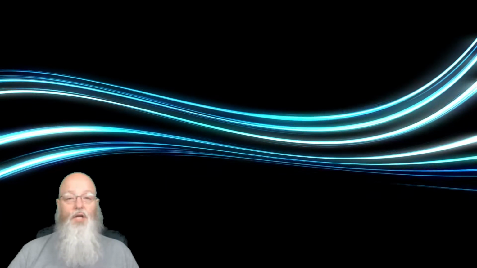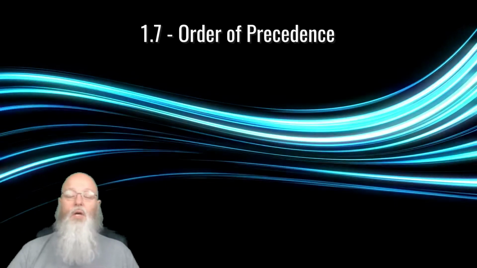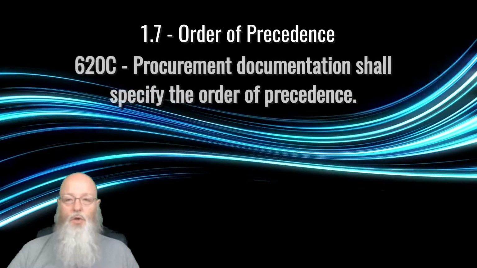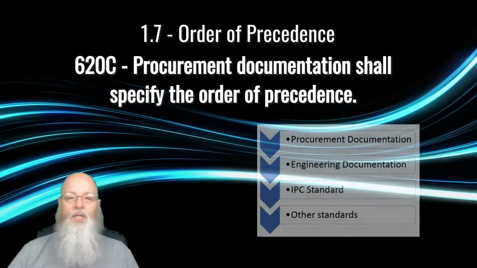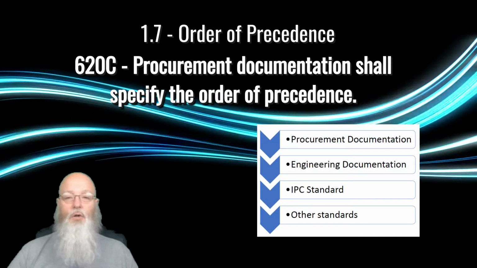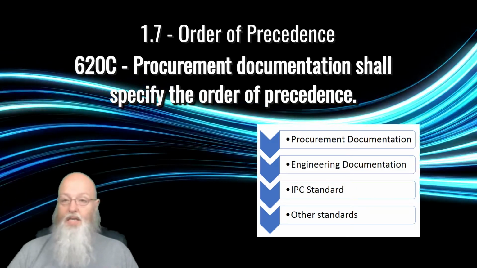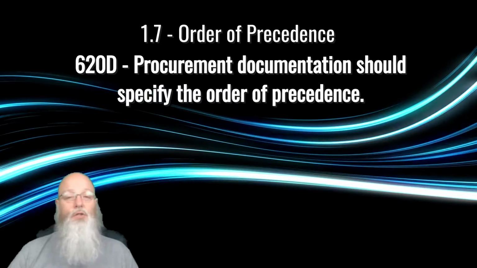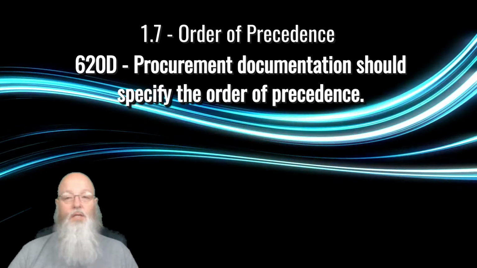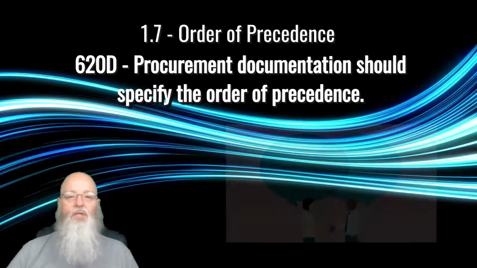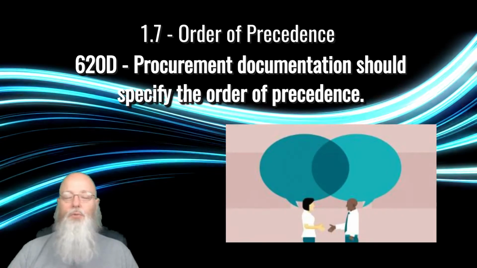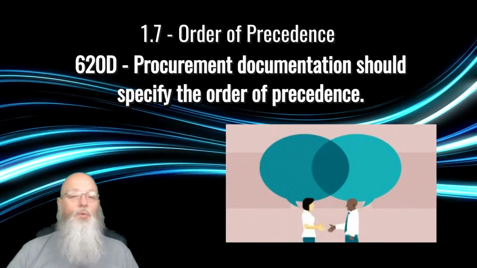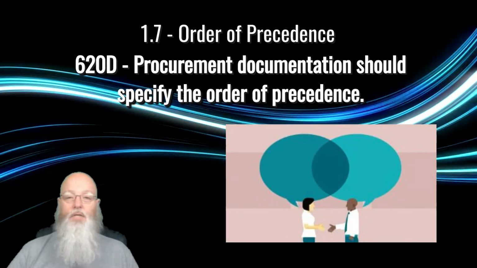The next technical change we find is in 1.7, where in revision C it was a requirement that the procurement documentation shall specify the order of precedence. Revision D has lessened that requirement to the procurement documentation should specify the order of precedence. This change leaves it to a negotiation between the customer and the manufacturer to determine what requirement or standard takes precedence.